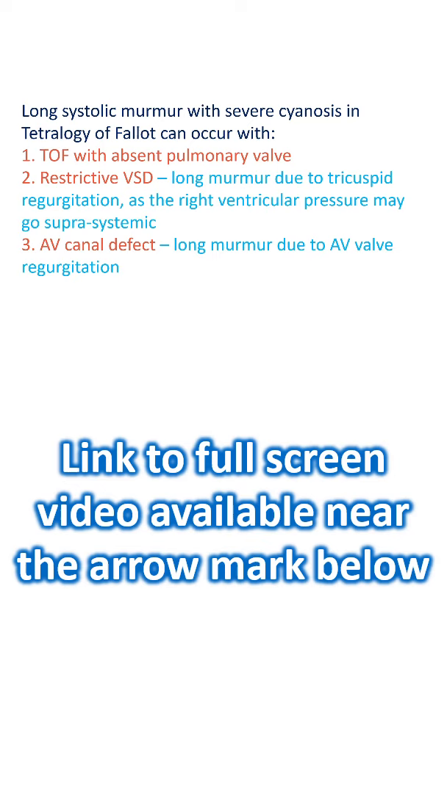2. Restrictive VSD. Long murmur due to tricuspid regurgitation as the right ventricular pressure may go suprasystemic. 3. AV canal defect. Long murmur due to AV valve regurgitation.